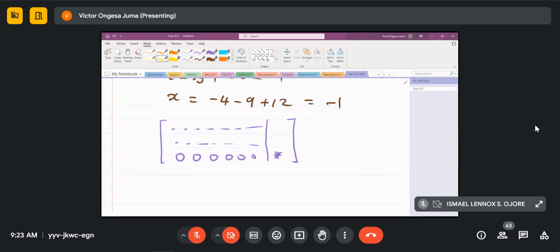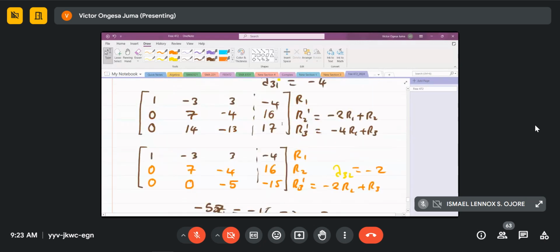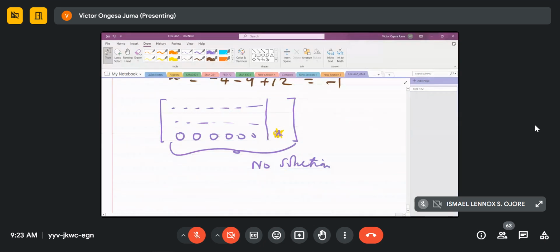So if this number is non-zero, right? Then what does it mean? It means there is no solution at all. This system does not have a solution. It means basically the right hand side of this does not belong to the space of this matrix. You can check what a null space is.